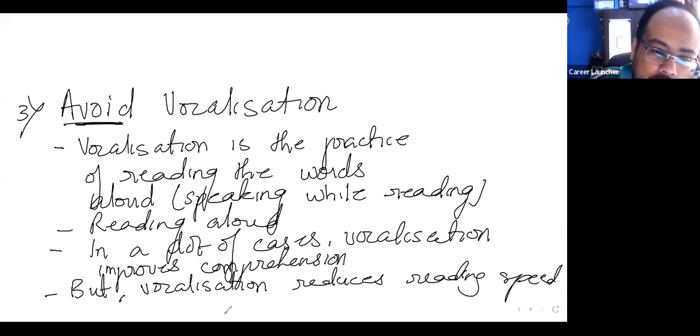It might take you 2 months, 3 months, it could even take you 4 months to reduce vocalization. I'm talking about those students who do vocalize. Doesn't matter, you still have around 8-9 months left to go for the exam. So you have a lot of time, but just try reducing vocalization.